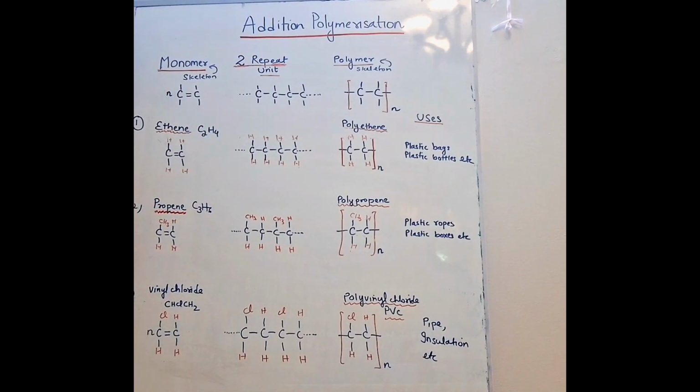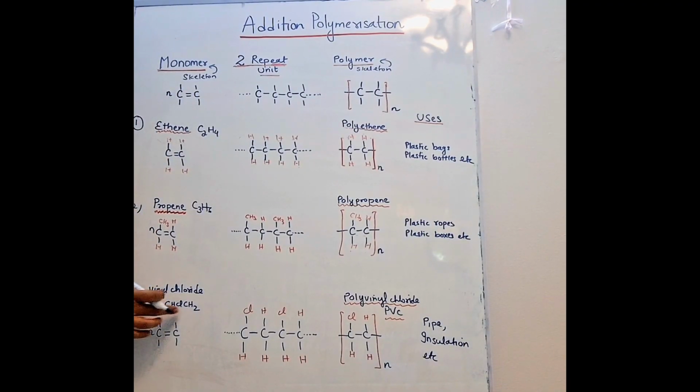Now coming to the 3rd example, vinyl chloride. Again, the vinyl chloride formula I have given, it is CHClCH2. Don't get confused. Use the easy trick. Just copy down, what you need to copy? You will just copy the skeleton of the monomer.